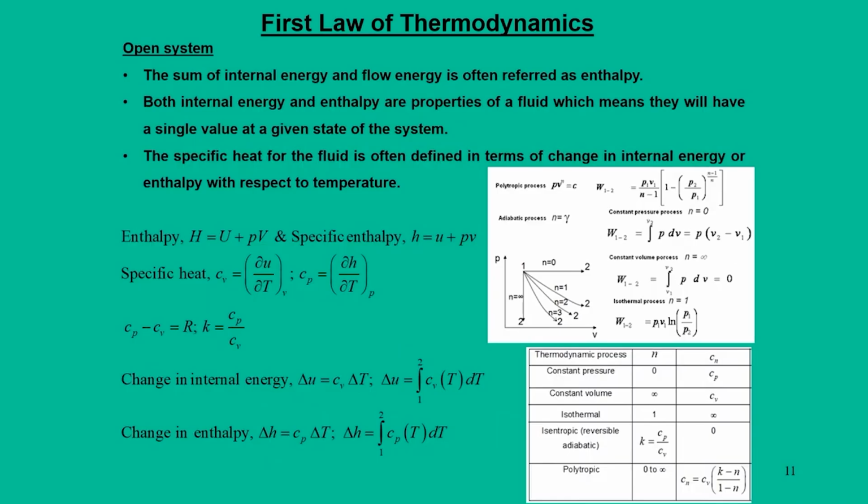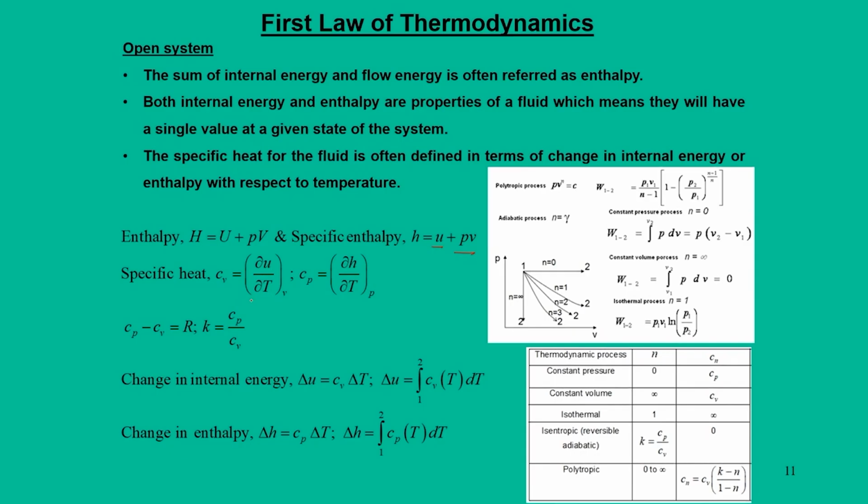Another term for open systems that the first law talks about, apart from the internal energy, is the term enthalpy. Enthalpy is nothing but internal energy plus flow energy. So, H is equal to U plus PV, and there is also a definition for specific heats, which is a function of internal energy as a change in the internal energy with respect to temperature.